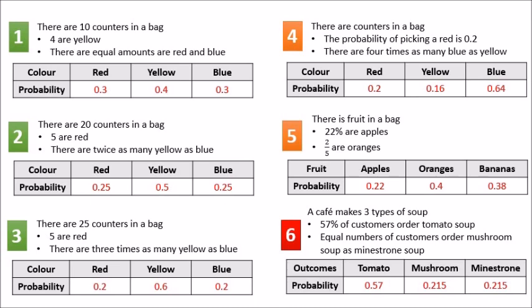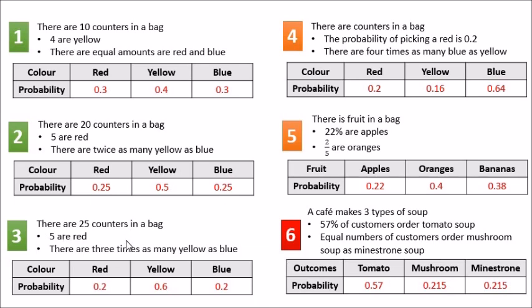If there are twice as many yellow as blue, that means we can split that 15 into 3, because for every 2 yellows there's 1 blue. So 15 divided by 3 is 5, which means there's 5 blue and 10 yellow. So 10/20ths yellow, that's 0.5, and 5/20ths blue, that's 0.25.